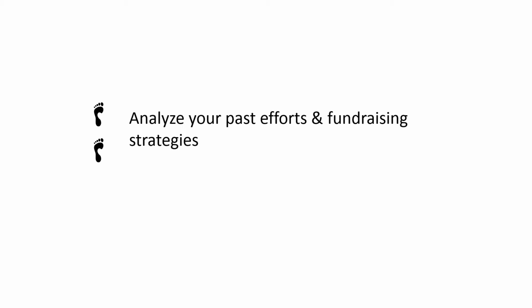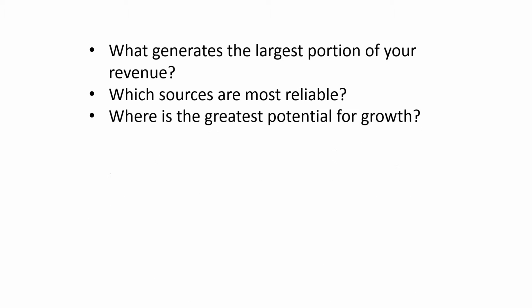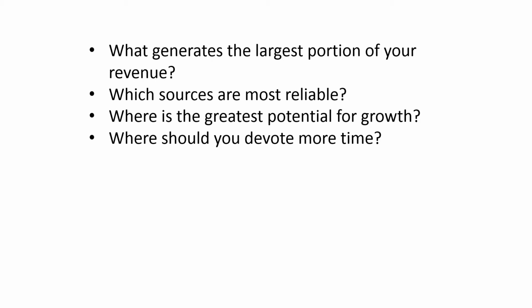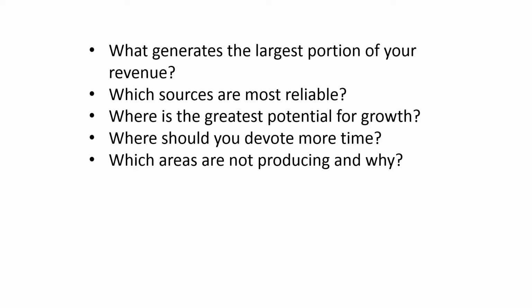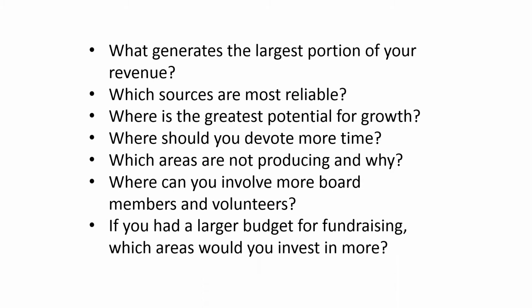Step number 2. Analyze your past efforts and fundraising strategies. Now that we know what we have been doing in the past, we need to analyze step by step all the elements. For example, we need to ask ourselves some questions like what generates the larger portions of our revenue? Which were the most effective actions that we took for fundraising in the last years? Which sources were most reliable? Where should you devote more time? In which of these activities that were more reliable or were bringing more money? Where can we involve more board members and volunteers? And so on. So the more we think, the more we analyze, the more questions come to our mind.